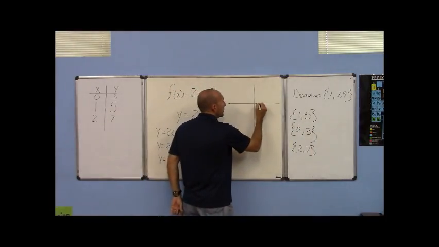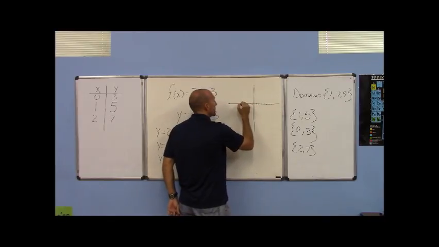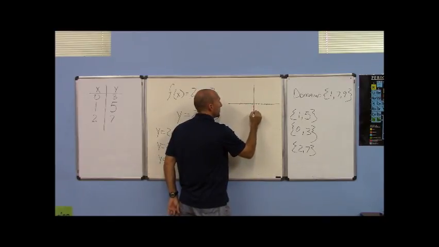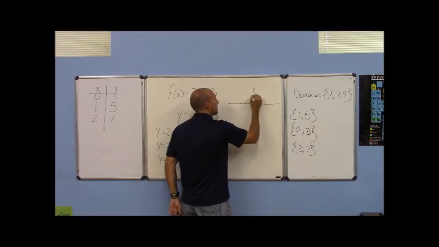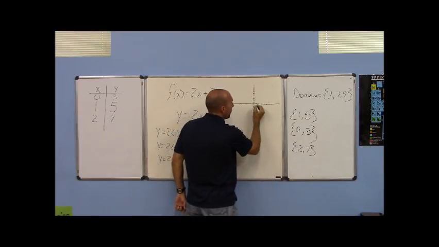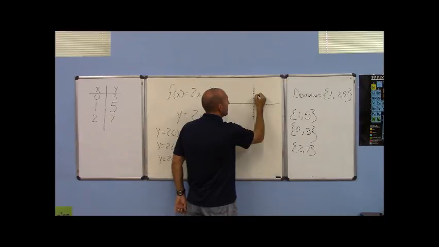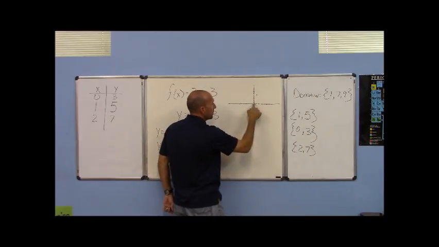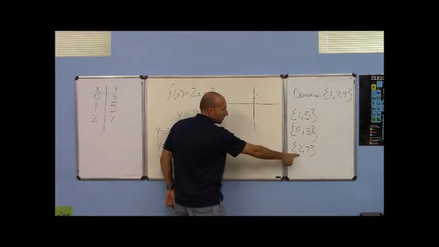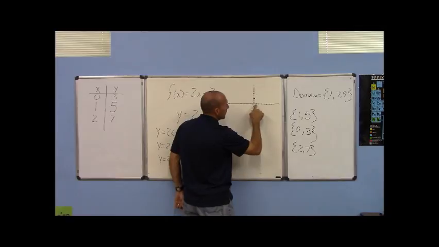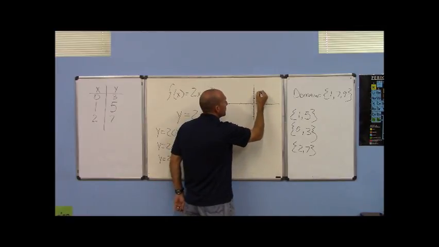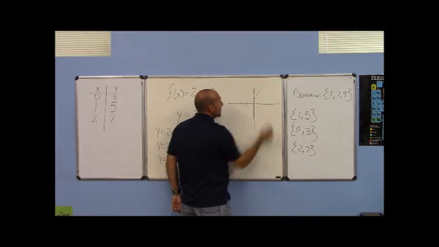We have 1, 2, 3, 4, 5, 6, 7. 1, 2, 3, 4, 5, 6, 7. So we have 1 and positive 5, 0 and positive 3, 2 and positive 7 up here.